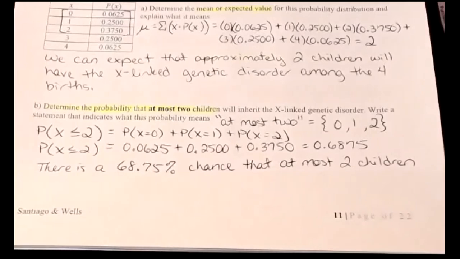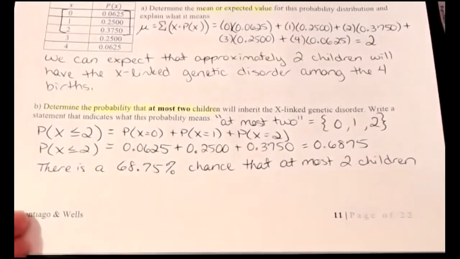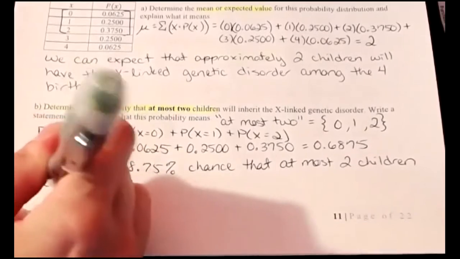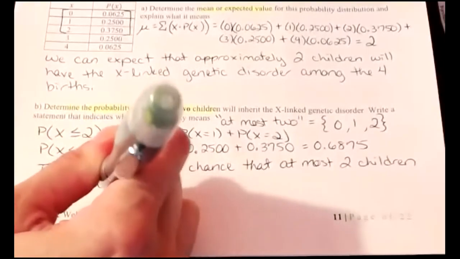I'm sorry. That's okay. Right, so at most, so there's a 68.75% chance that at most 2 children will inherit the X-linked genetic disorder. Perfection.